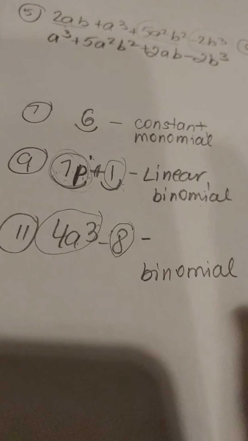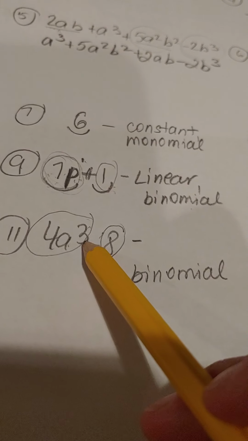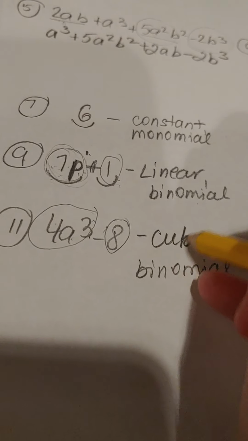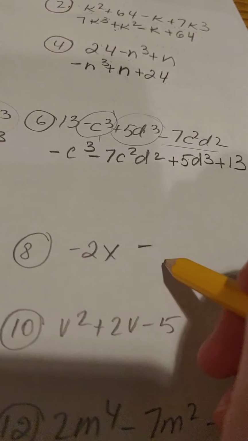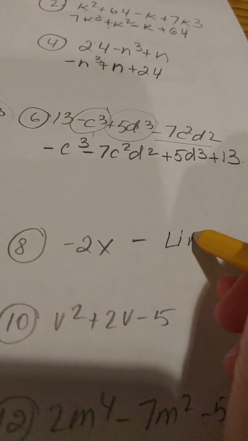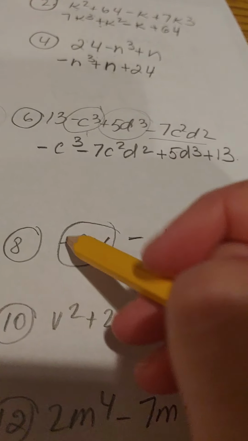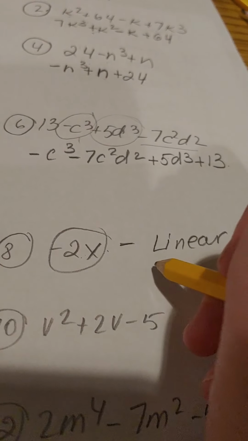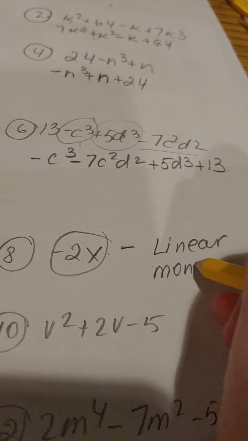Binomial. And the highest degree of a variable is 3. So we're dealing with cubic polynomial. Here, the degree of x is 1, so we're dealing with linear. How many terms? Just one term, because -2 is glued to x by multiplication. So it's linear monomial.